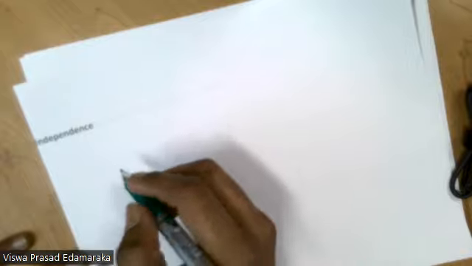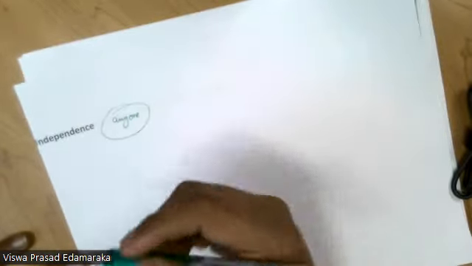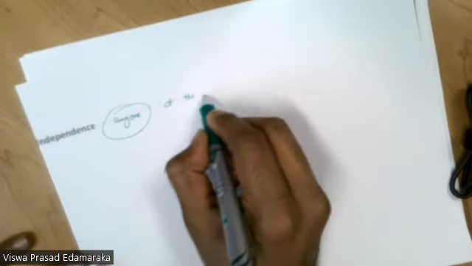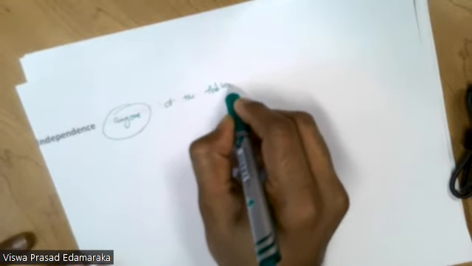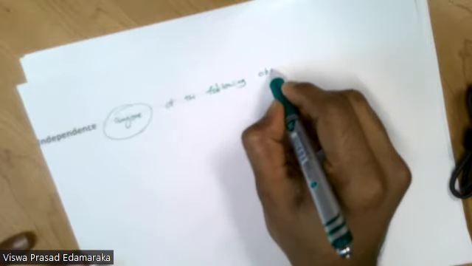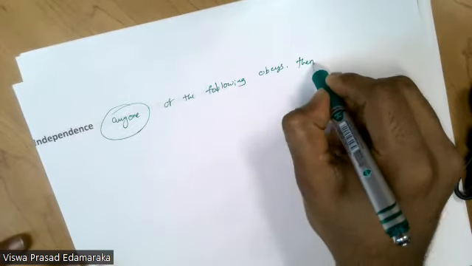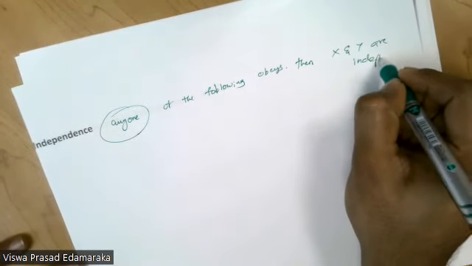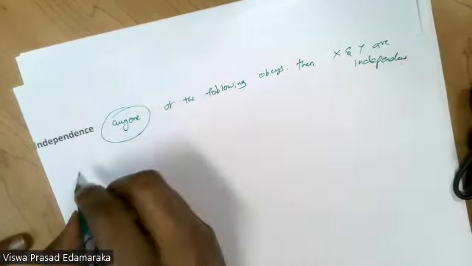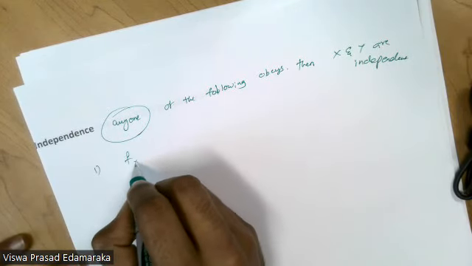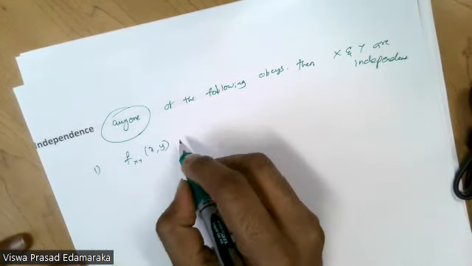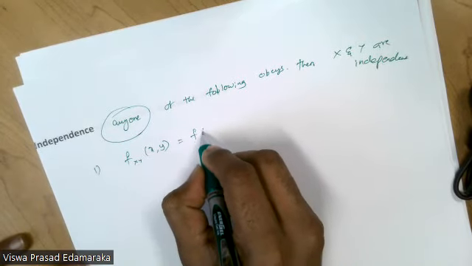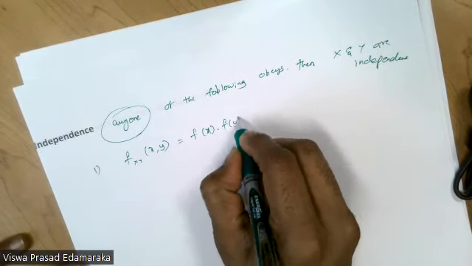Independence. There are four conditions. Any one of the following conditions, any one, not all, obeys, then x and y are independent. What are the four conditions? One is f of x comma y is equal to f of x into f of y.